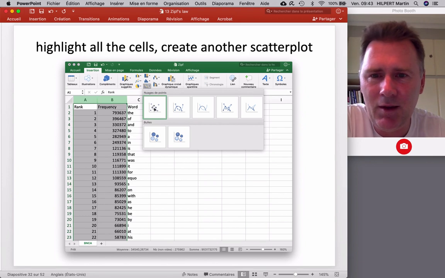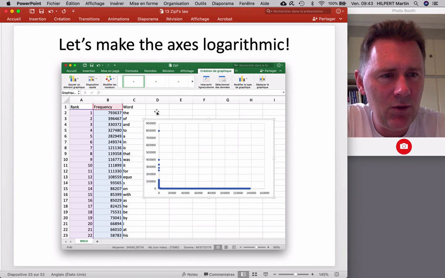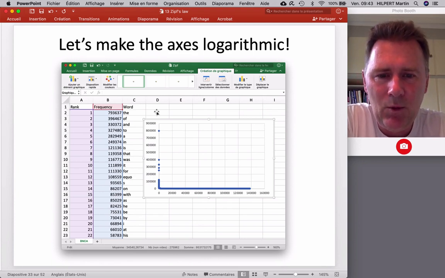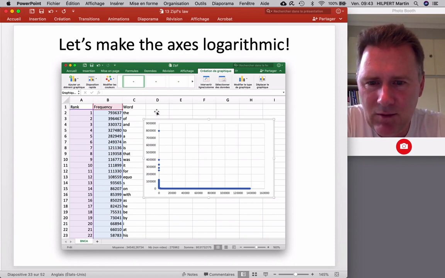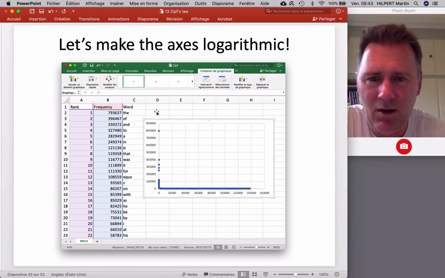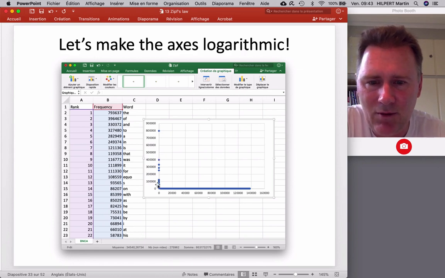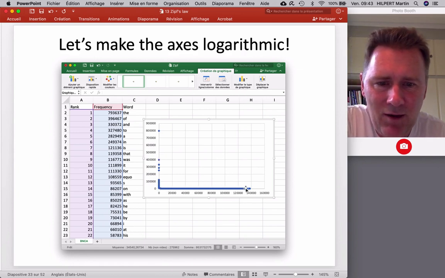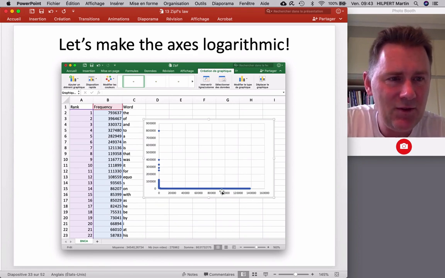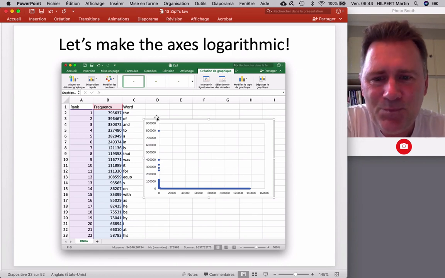Okay, so find the icon where you can make a scatter plot, and click on that. If everything goes to plan, you should get something that looks a little something like this, okay? Which at first glance doesn't look very nice or interpretable at all. We still see the point for "the", the point for "of", and for "and", and so on and so forth, and then we see this long tail, but we can hardly make out the differences there because there are so many ranks, okay?